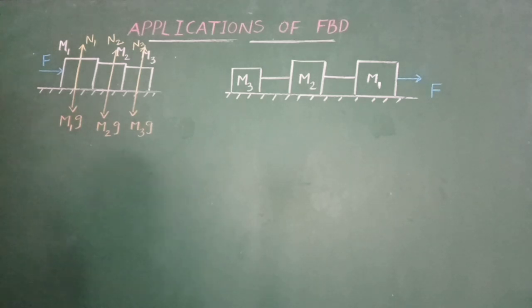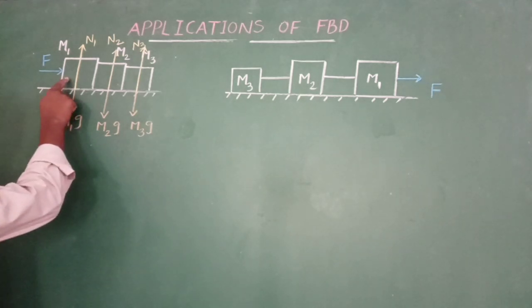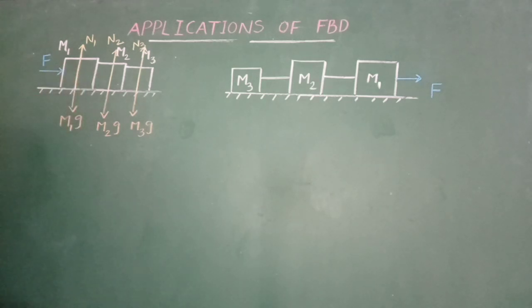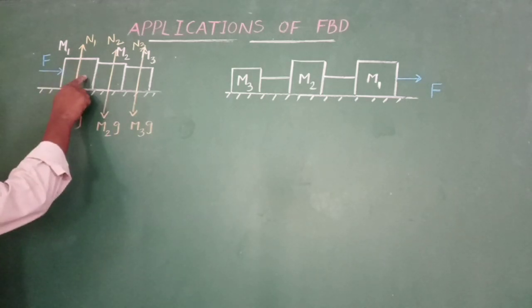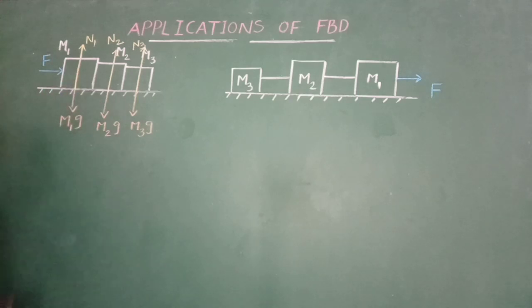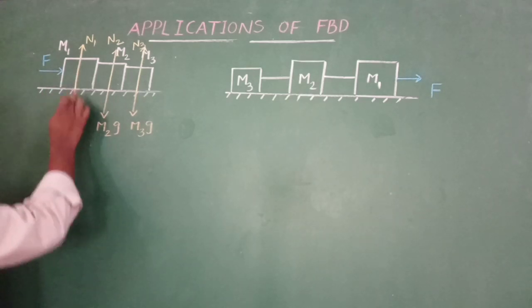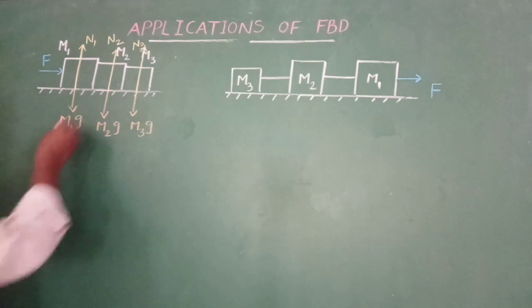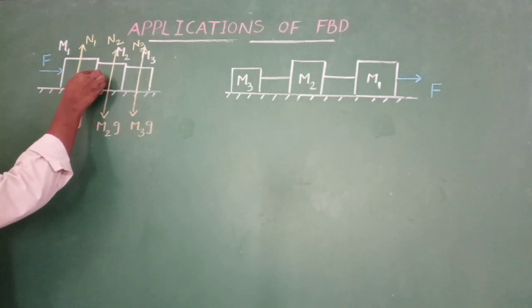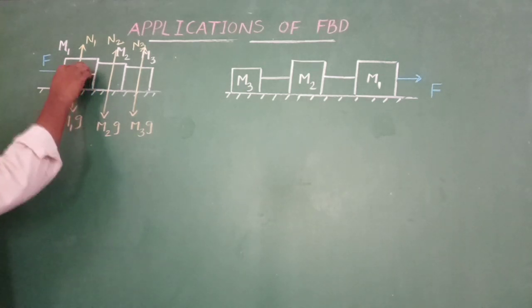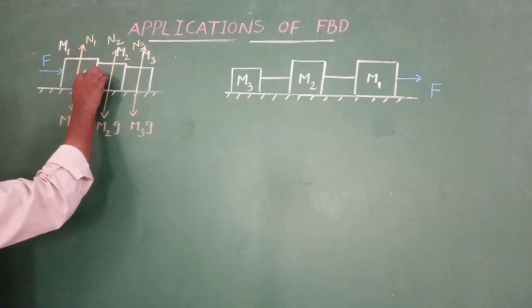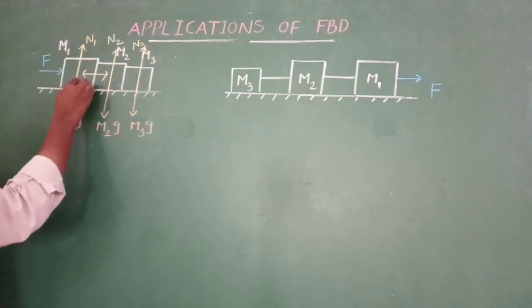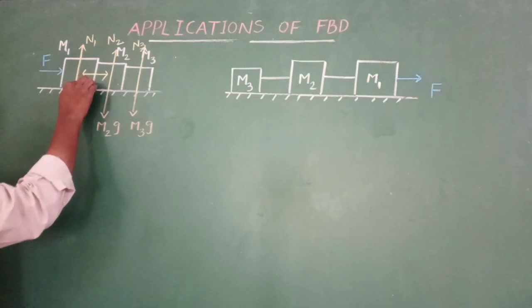And if you observe here, this M1 block is in contact with M2. That's why a contact force between M1 and M2 will act. This contact force is called normal reaction. A normal reaction always pushes a body. That's why this normal reaction acts on M1 in this direction, and on M2 in this direction. This is the normal reaction between blocks 1 and 2.